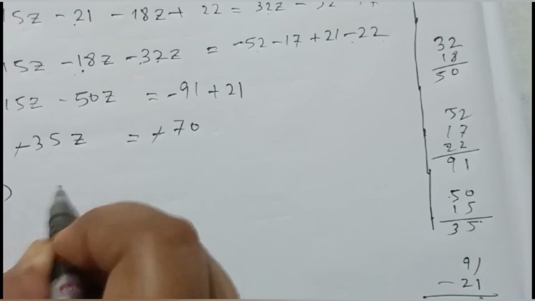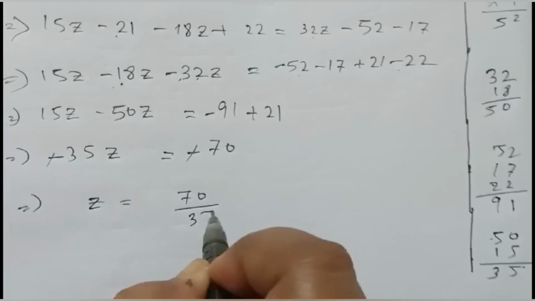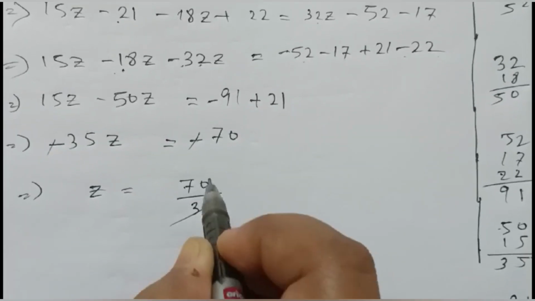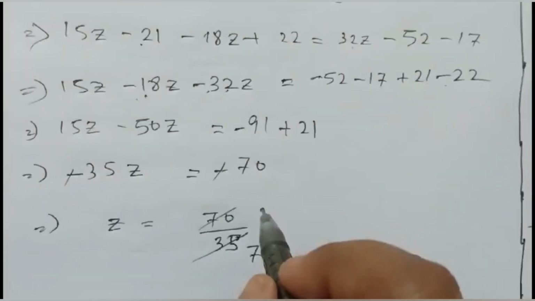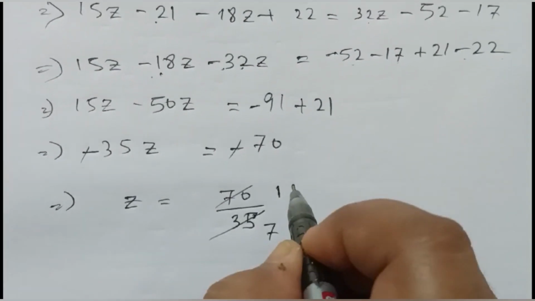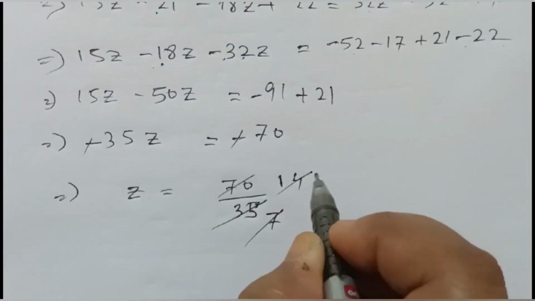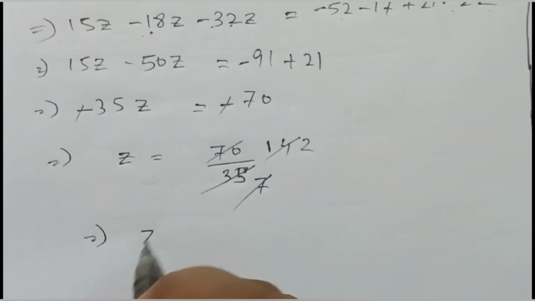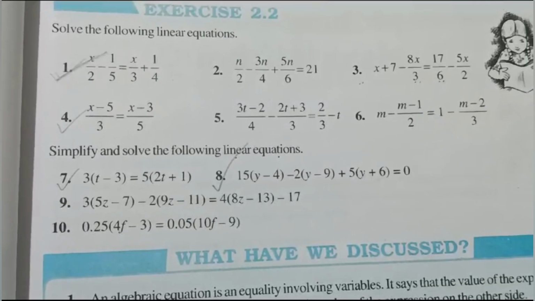Here minus, this minus minus cancel out. Then z, you write like this. Then 70 divided by 35. 7 5s are 35. Then 5 1s are 5, then 20 it will become, then 5 4s are 20, then 7 2s are 14. Then z value, how much you'll get? 2.